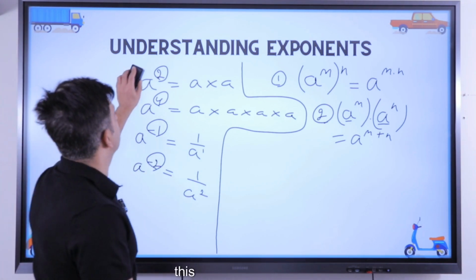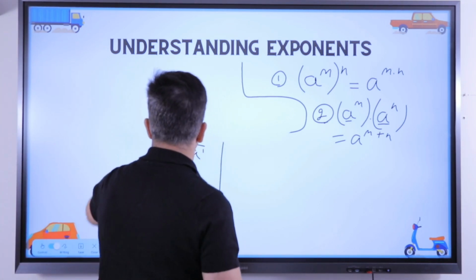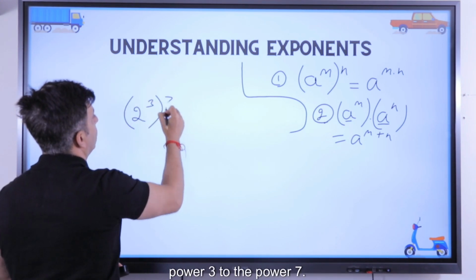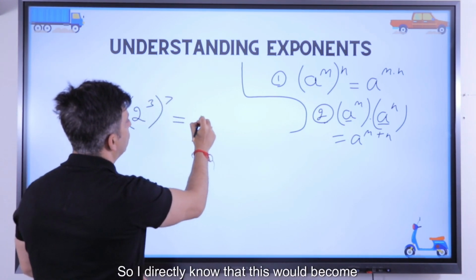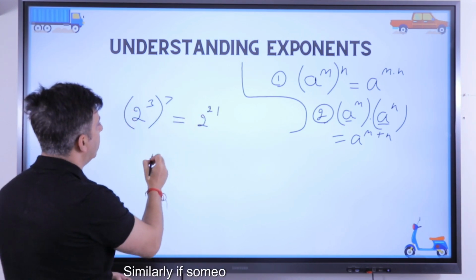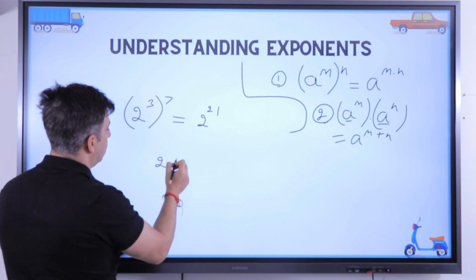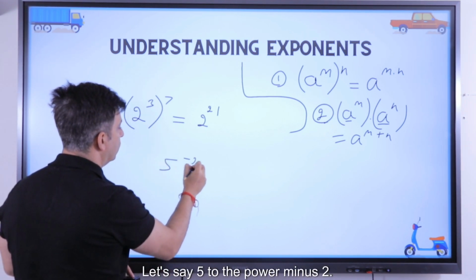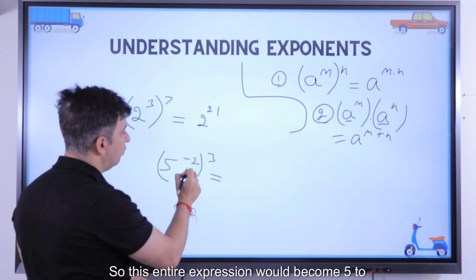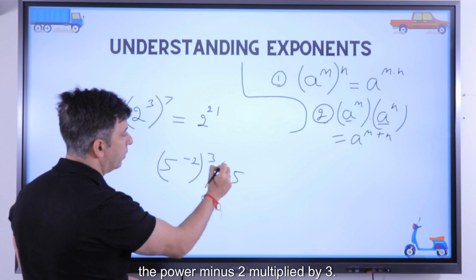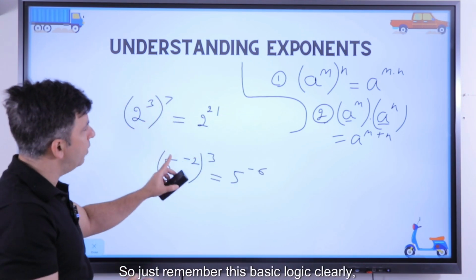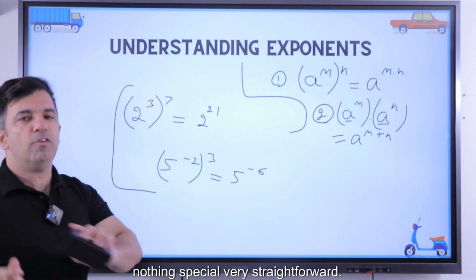Let's say this is the expression. Let's say someone gives me the term 2 to the power 3 to the power 7. So I directly know that this would become 2 to the power 3 multiplied by 7, that is 21. Similarly, if someone gives me the term, let's say 5 to the power minus 2 to the power 3, this entire expression would become 5 to the power minus 2 multiplied by 3, that is minus 6. So this is the sense of the first formula. Just remember this basic logic clearly, nothing special, very straightforward.